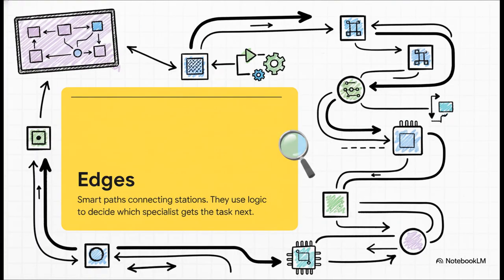And finally, we have edges. These are the smart paths that connect all our specialist stations, but they're not just simple conveyor belts. They contain logic. An edge can actually look at the project board, the state, and decide who gets this task next. This gives us an incredible amount of control over the workflow.